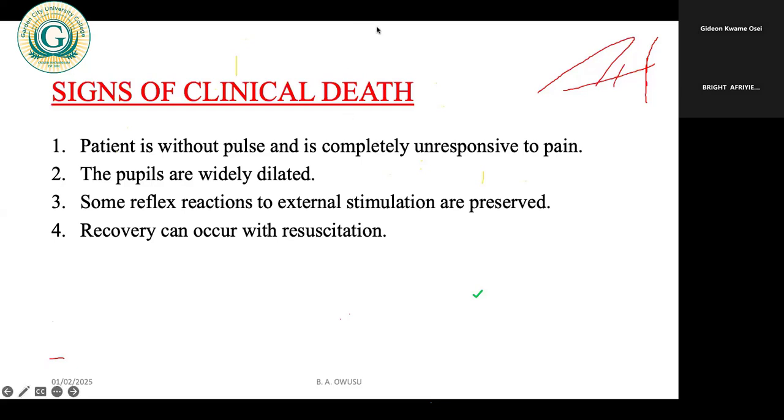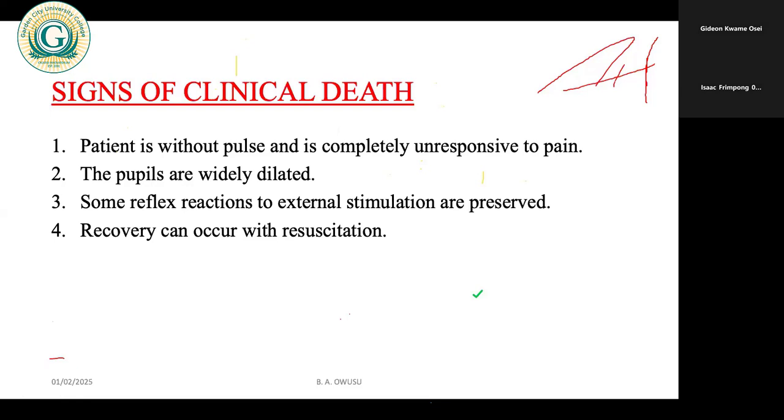So I can see the hand of Gideon Kwame. Please unmute and talk, Gideon. Please, I wanted to ask, with the explanation of clinical death, does it mean when a doctor says the patient is clinically dead, we should do resuscitation so that the patient will come back to life? Because I'm confused a bit.